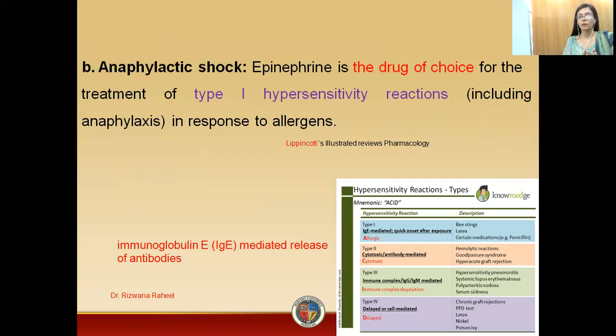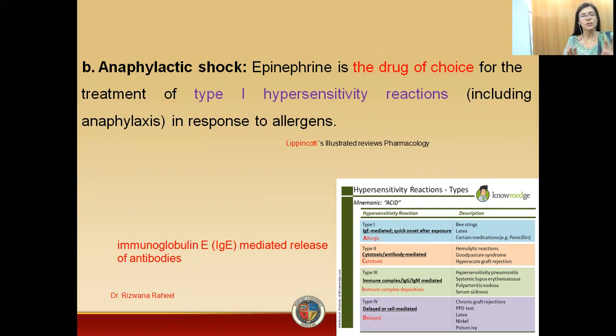Now, I have already discussed that epinephrine is a drug of choice for anaphylactic shock. This is the drug of choice for type 1 hypersensitivity reaction. We have different types of hypersensitivity reaction. The type 1 hypersensitivity reaction, we already know, is a type of hypersensitivity reaction which is an immunoglobulin E mediated reaction.